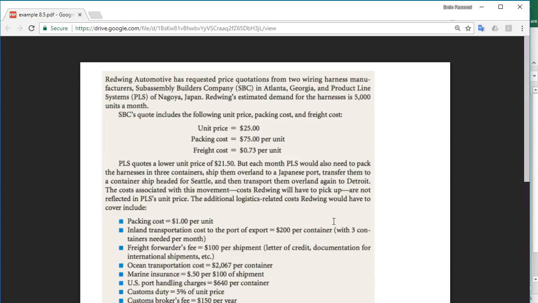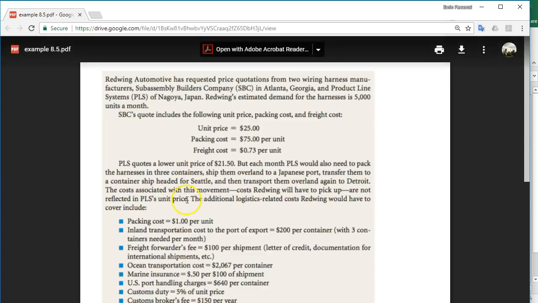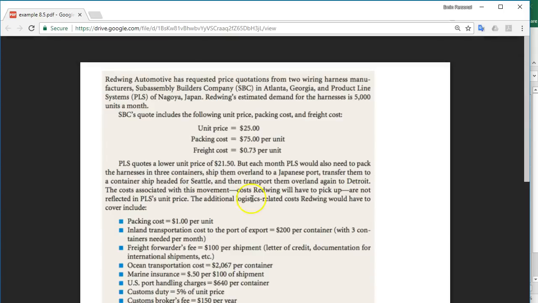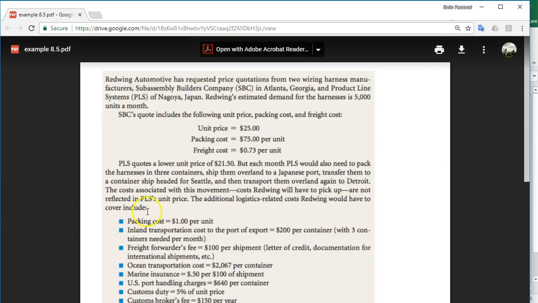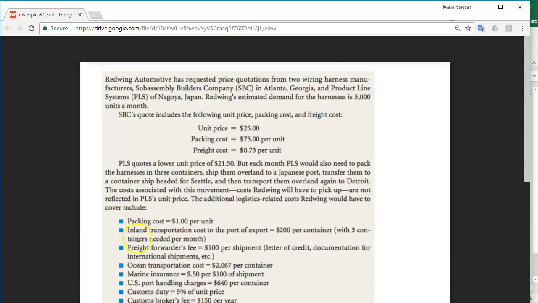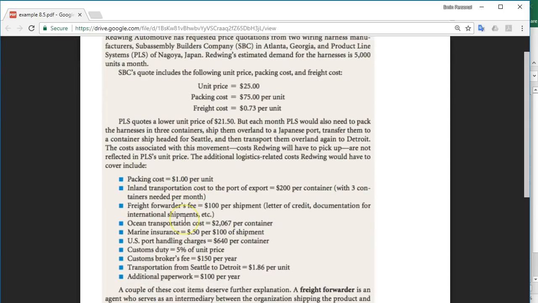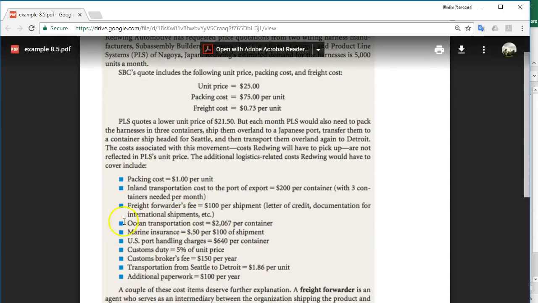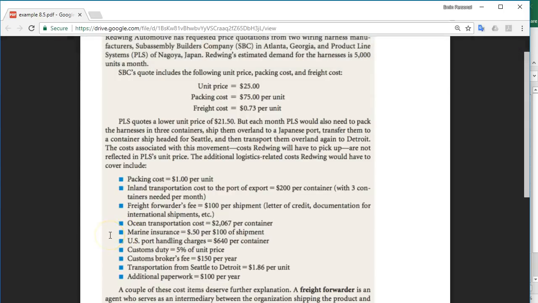The costs associated with this movement, costs Red Wing will have to pick up, are not reflected in PLS unit price. The additional logistics related costs Red Wing would have to cover include all these costs. So basically what happens here is that on top of unit price, our company will have to cover these costs as well. Now let's enter these costs in our Excel.